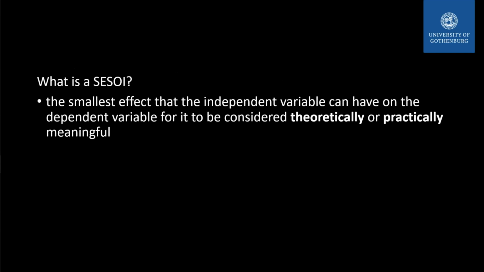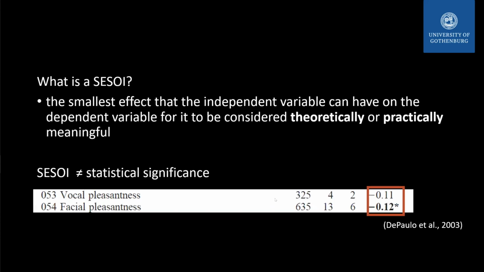And this might be obvious, but I really just want to drill this home. The smallest effect size of interest is not the same thing as statistical significance. To make this point clear, here's a couple of effect sizes taken from the Holy Grail, DePaulo et al. 2003. It's the deception cues, vocal pleasantness and facial pleasantness. One produced an effect size of a d of 0.12, and one produced a d of 0.11. And as we can see, one is significant and one is not significant. But to say that one is more meaningful than the other based on the significance is kind of absurd, considering that there's only a 0.01 difference in the effect size.